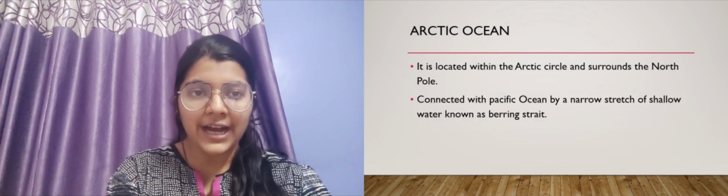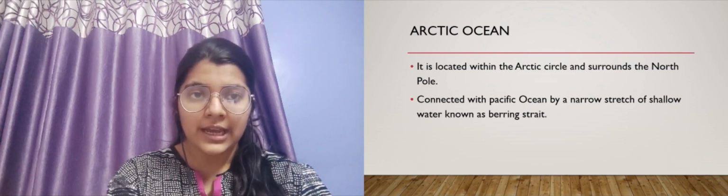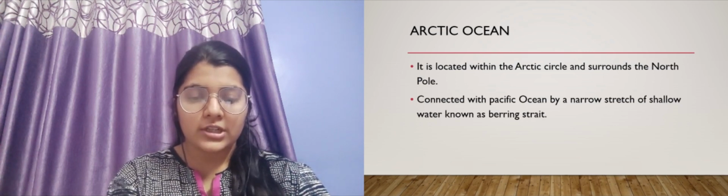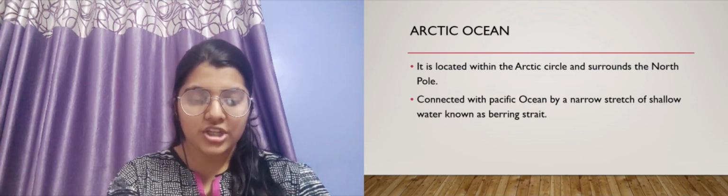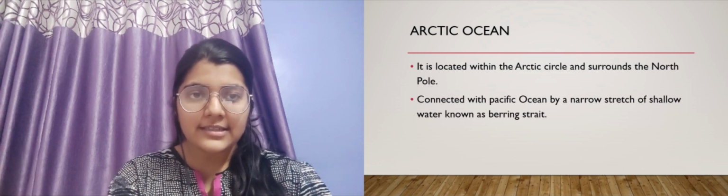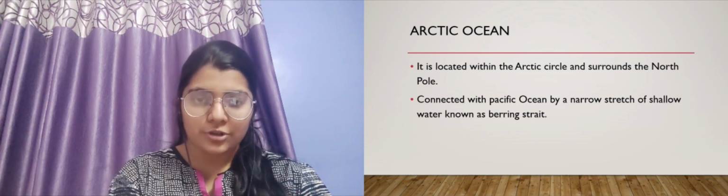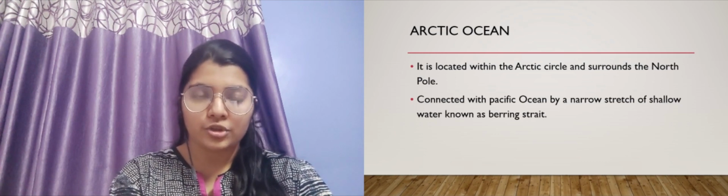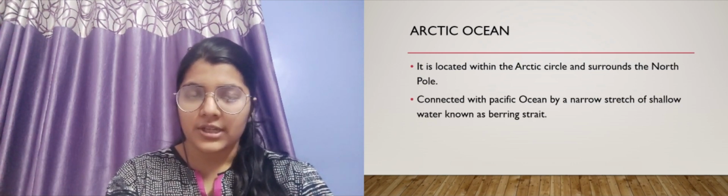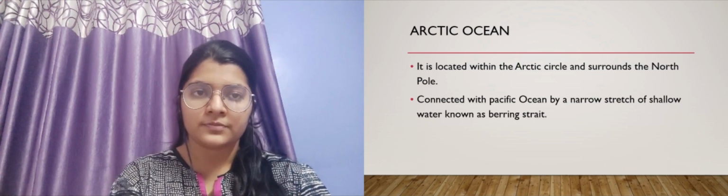Next which we have is the Arctic Ocean. The Arctic Ocean is located within the Arctic Circle, and it surrounds the North Pole. It is also connected with the Pacific Ocean by a narrow stretch of shallow water, which is known as the Bering Strait. It means it is connecting somewhere, and this point is known as Bering Strait. It is bound by the northern coasts of North America and Eurasia. So that is what it was telling us about the Arctic Ocean. Again, you need to remember these important details of each and every ocean.